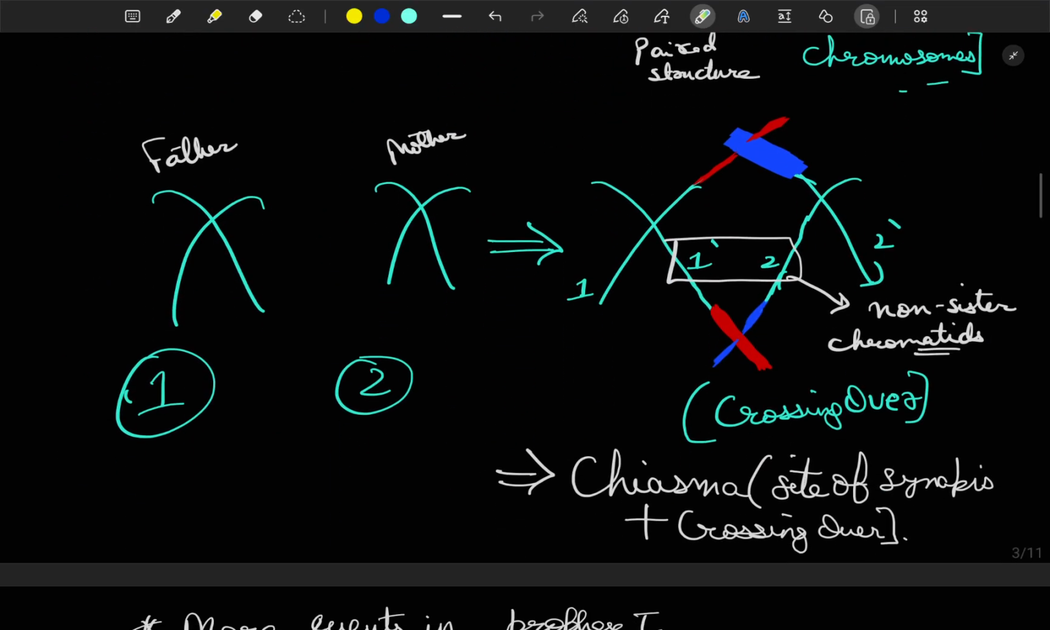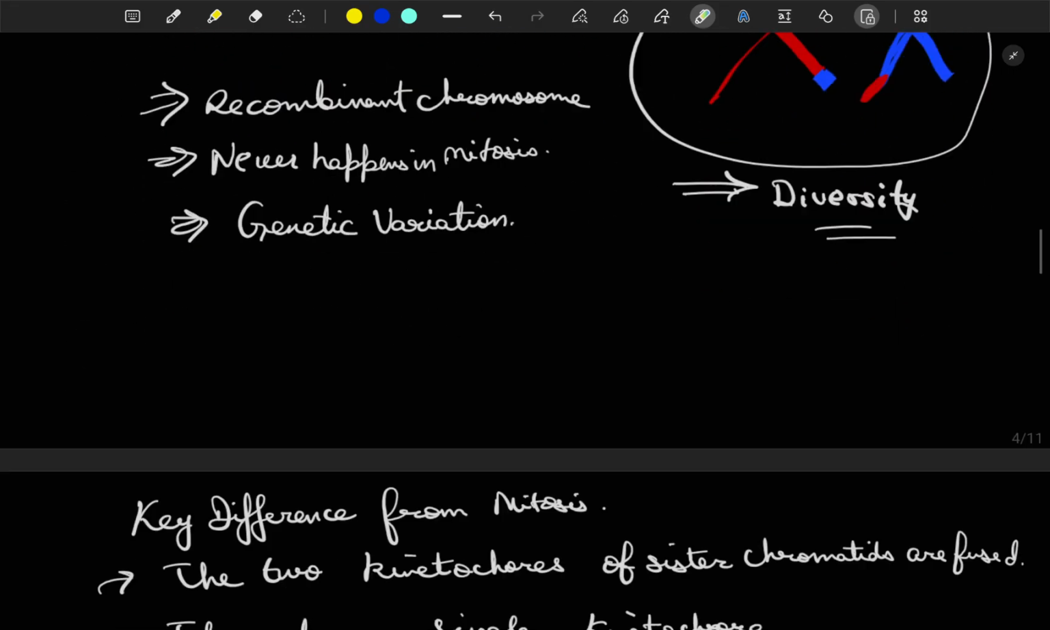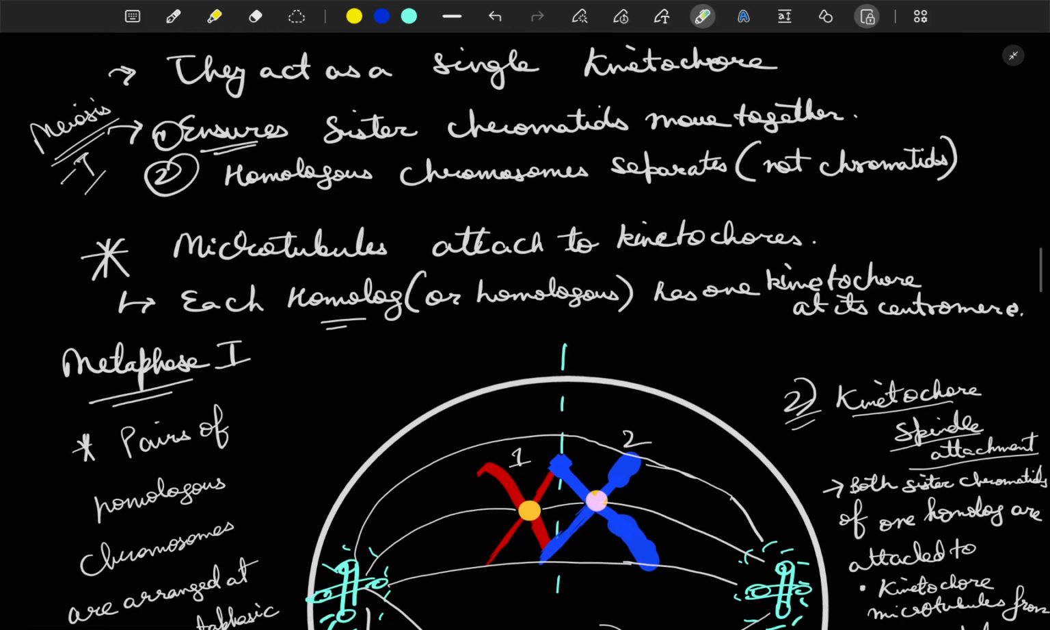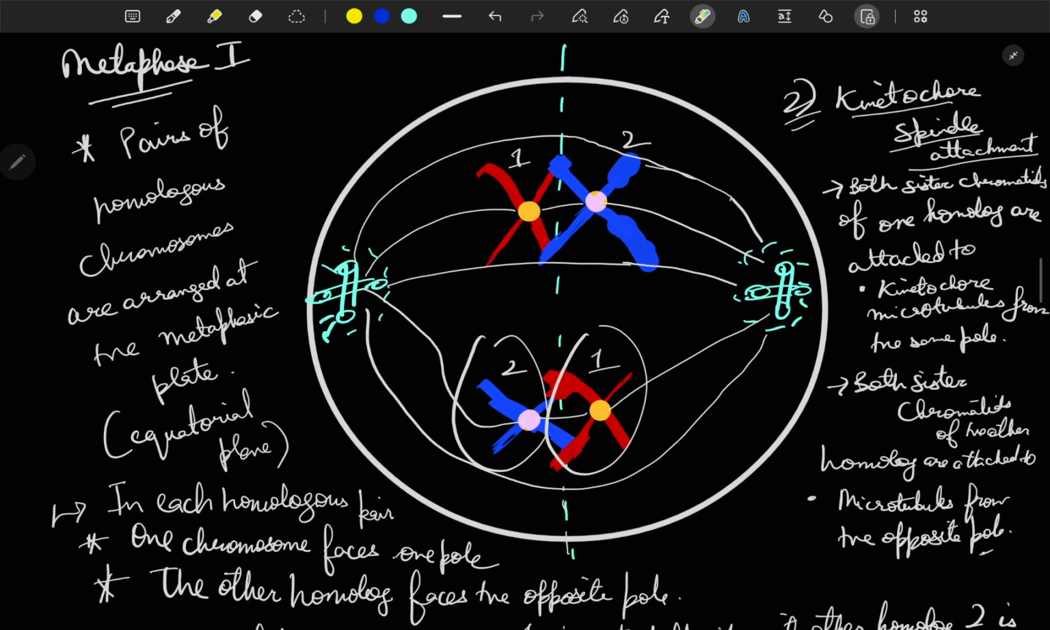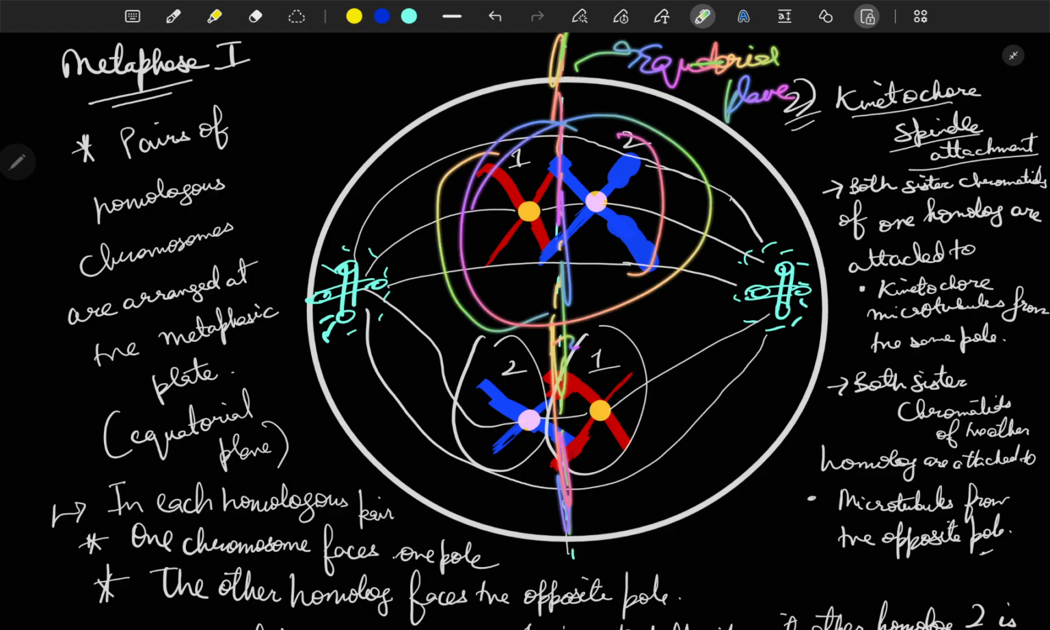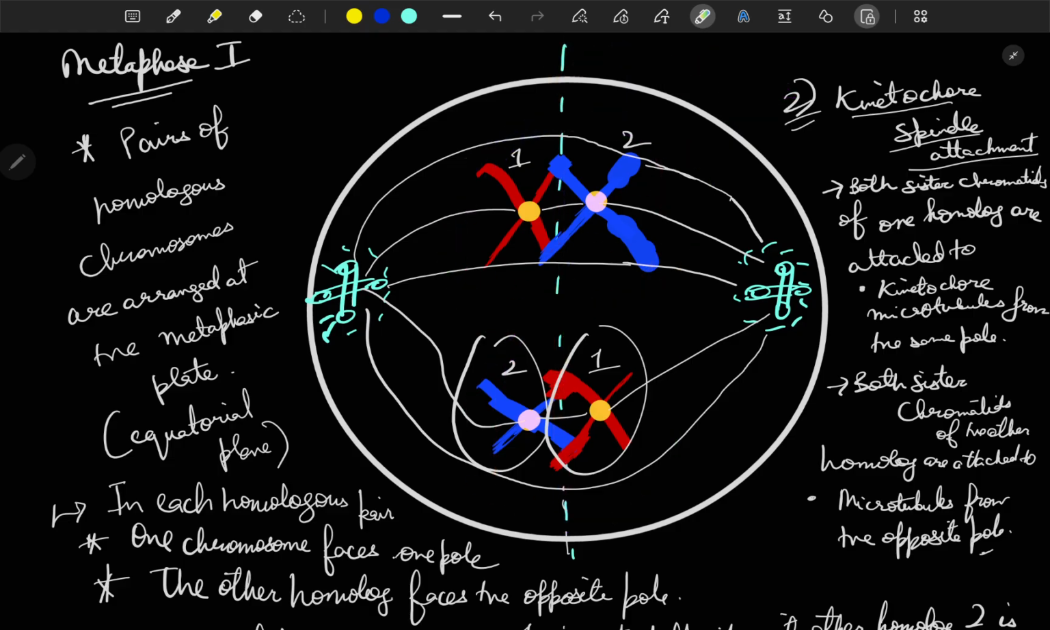Okay. Now let's talk about metaphase one. I've written this for you also. What you can see here is the pairs of homologous chromosomes, you can say bivalents or tetrads, arranged at the metaphase plate, the equatorial plane. This is known as the equatorial plane. All the homologs are arranged here. You can see here. Okay.